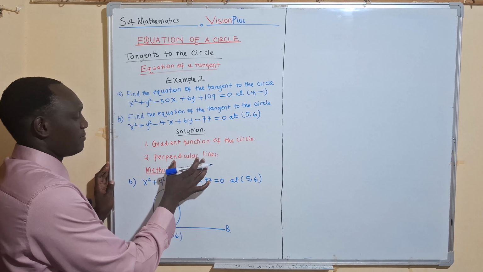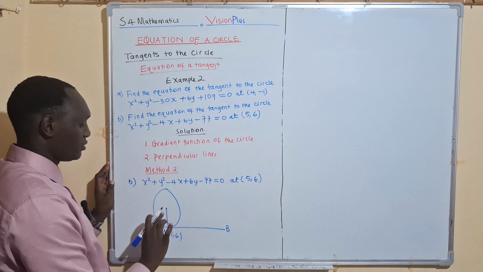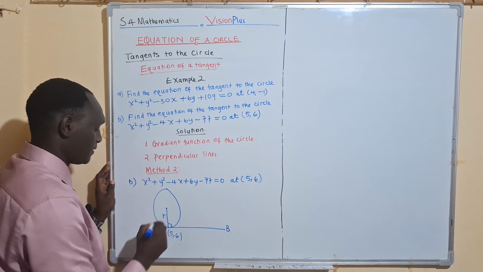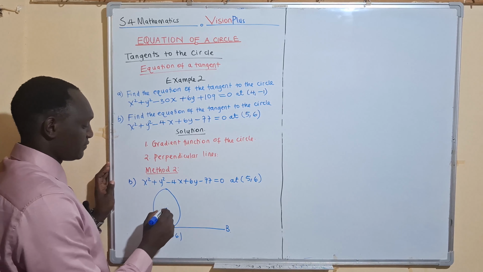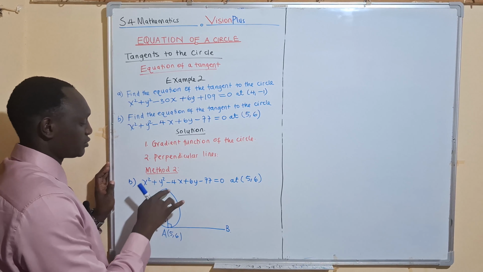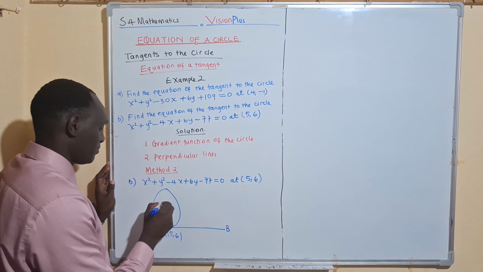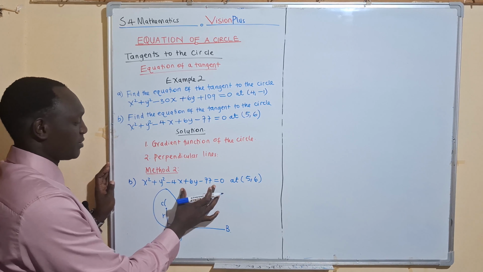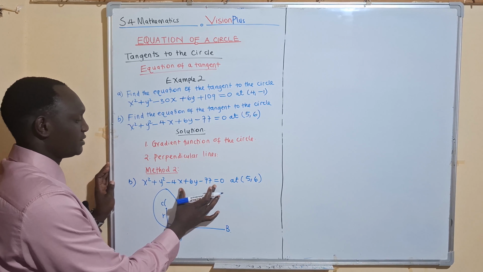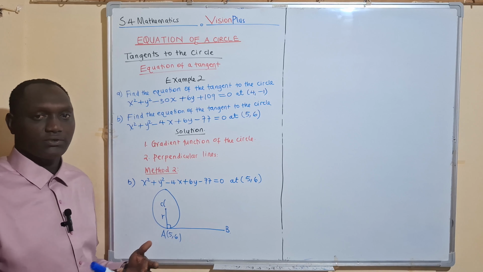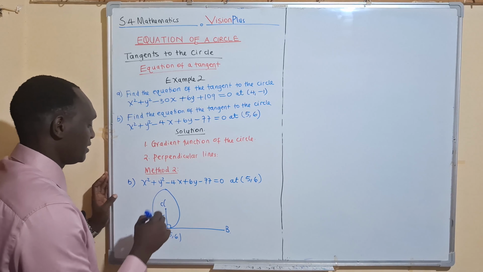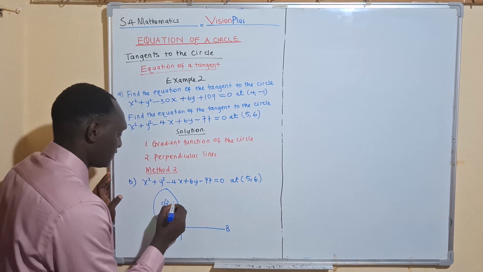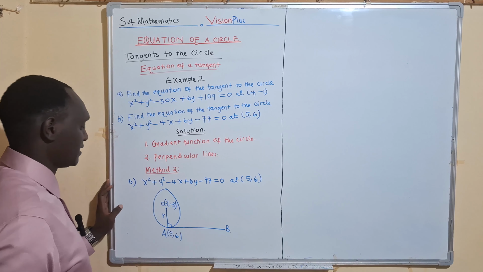In the method of perpendicular lines, we need to get the gradient of the radius here, r. For us to get the gradient of the radius, it is important for us to have the coordinates of the center. So let me say center C has coordinates. This is the equation of a circle in the expanded form. You can compare it to the formula and then you get the coordinates of the center A and B. In this case, the coordinates of the center are 2 and negative 3. Those are the coordinates of the center.